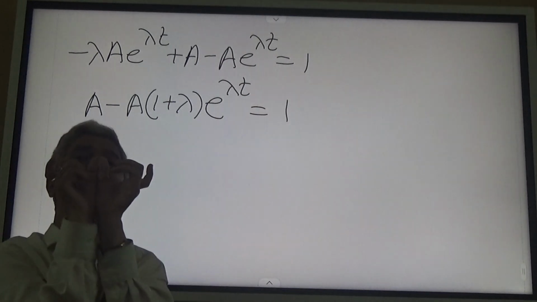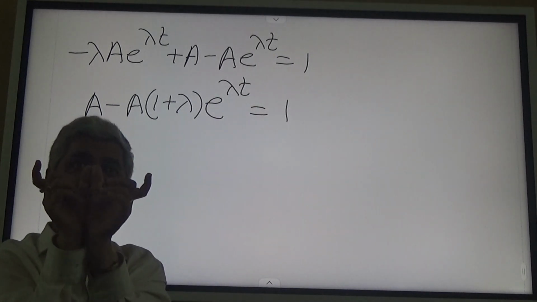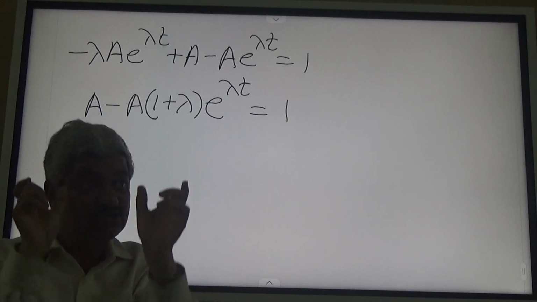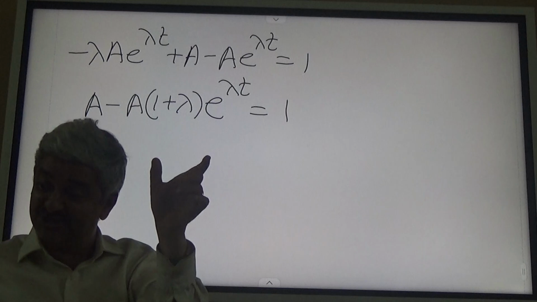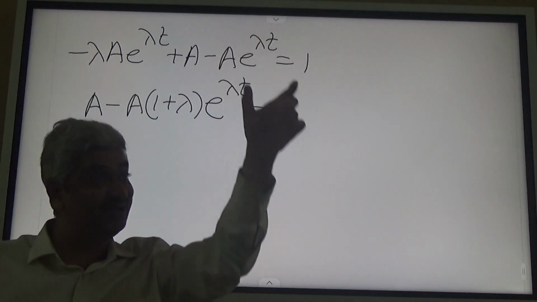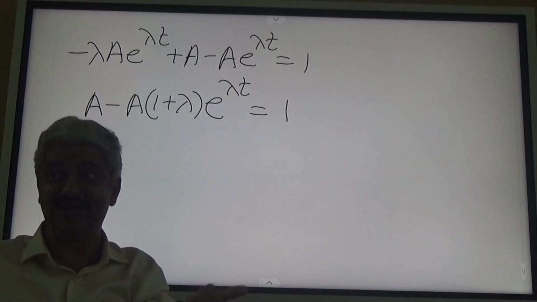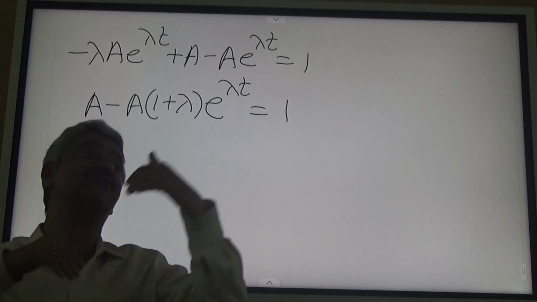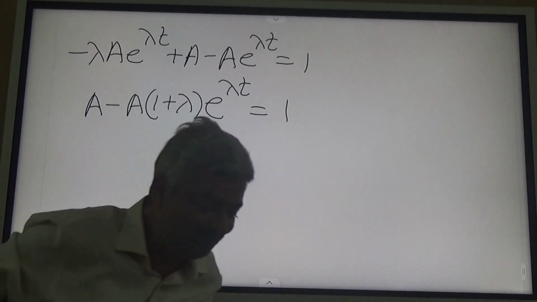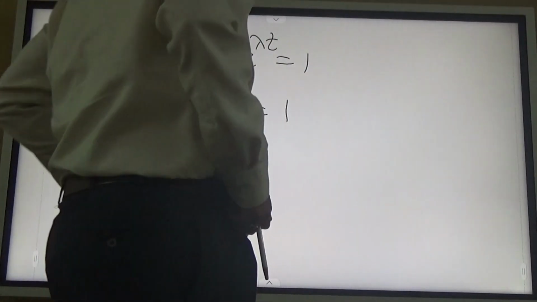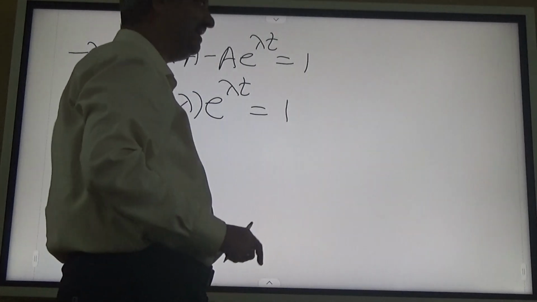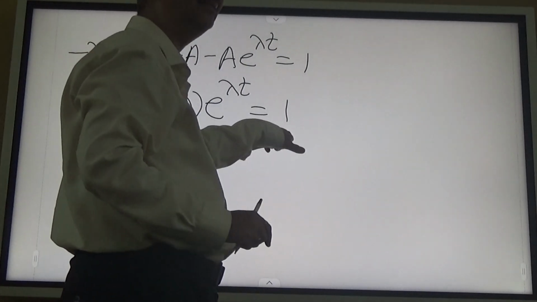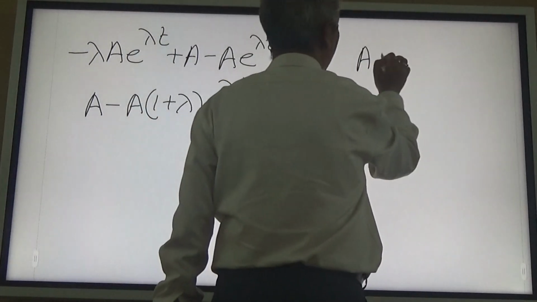So when this equation is to hold good, two equations to hold good, e raised to lambda t चे coefficients on left hand side and e raised to lambda t चे coefficients on right hand side should be same. आणि e raised to lambda t नसलेल्या टर्म्स on left hand side and on the right hand side should be same. So here what I find, we now collect the coefficients where e raised to lambda t is not there. Terms किती आहेत? a आणि 1. So a is equal to 1.